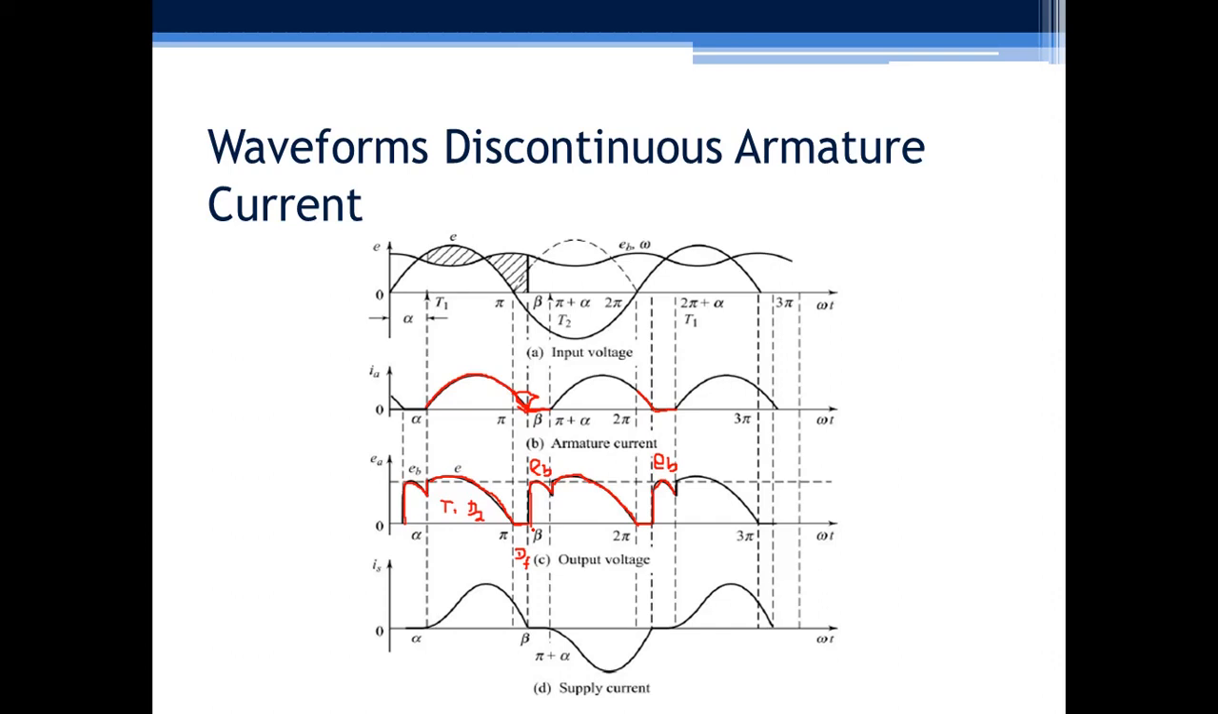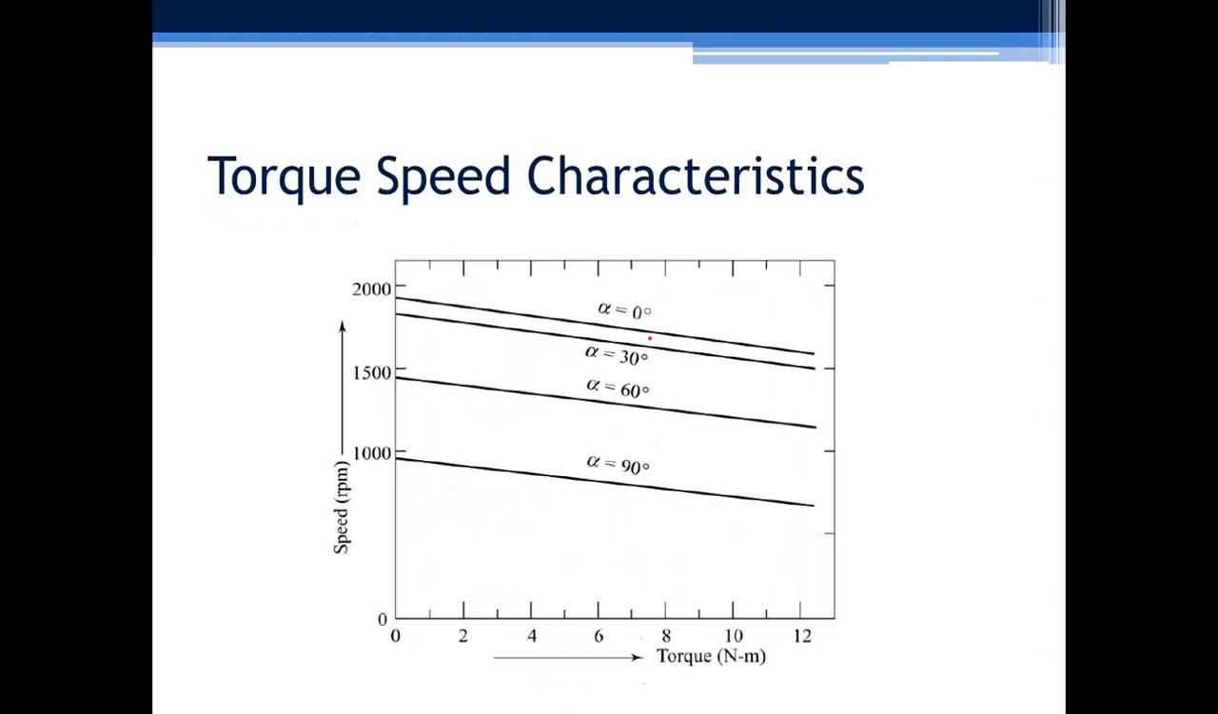They turn off, and from alpha to pi, and if you observe, supply current is discontinuous. Supply current is alternating current. So this is called discontinuous operation.